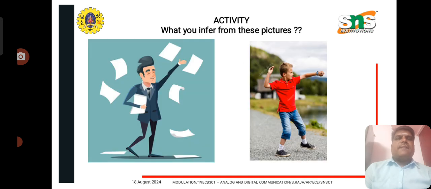So this is the activity. First, if you see, the message is called the paper. Second one, the children throw the stone, that is called the carrier signal.